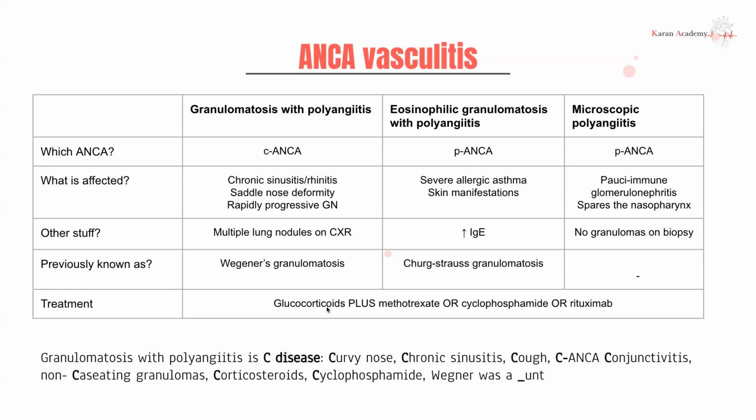The treatment for all of them is the exact same. Glucocorticosteroids plus methotrexate or cyclophosphamide or rituximab. You don't need to know the specifics, just know that steroids are good enough. Now, just know that granulomatosis with polyangiitis is C disease. So you have the curvy nose with the saddle-shaped deformity, the chronic sinusitis, the cough, the C-ANCA, conjunctivitis, and the non-caseating granuloma. This is a bit of a far-fetched one because you're going to think caseating, but it's non-caseating. It's treated with corticosteroids and cyclophosphamide, and it was also called Wegener's.